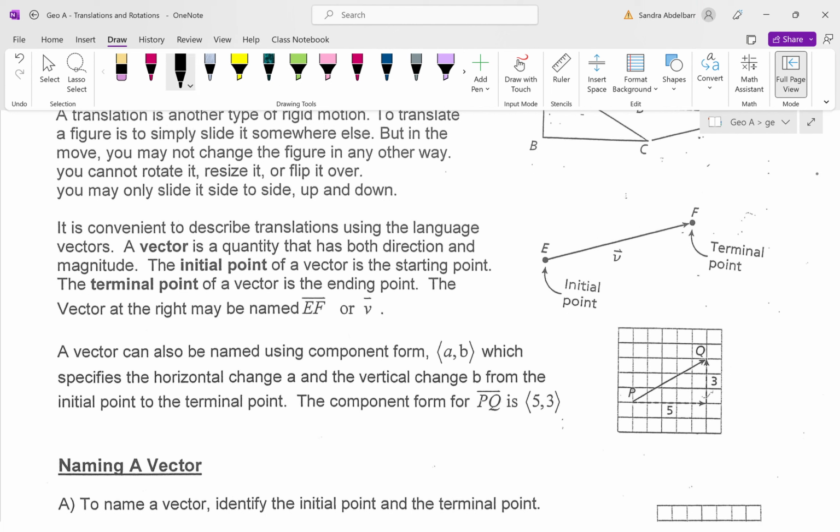So the symbol for a vector is just half of the arrowhead. It's just like a ray, but only the top part of the ray, if that makes sense. That's a vector. Or it could just be named with one letter with the vector symbol over it.